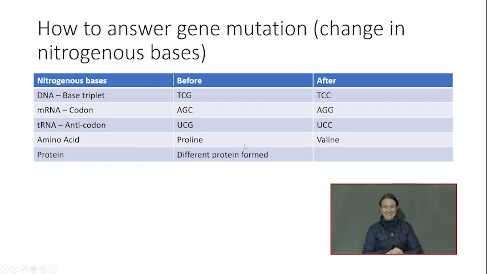Then if you get to the amino acid, and the amino acid is still proline instead of valine, it means you must state that tRNA will bring the same amino acid, which is proline, leading to the formation of the same protein because the amino acids are the same. Is it clear, ladies and gentlemen?